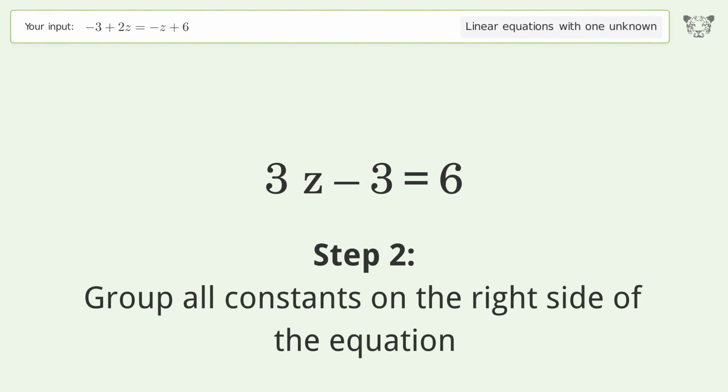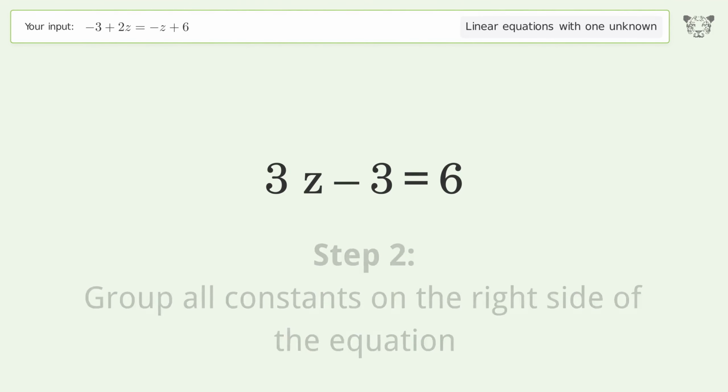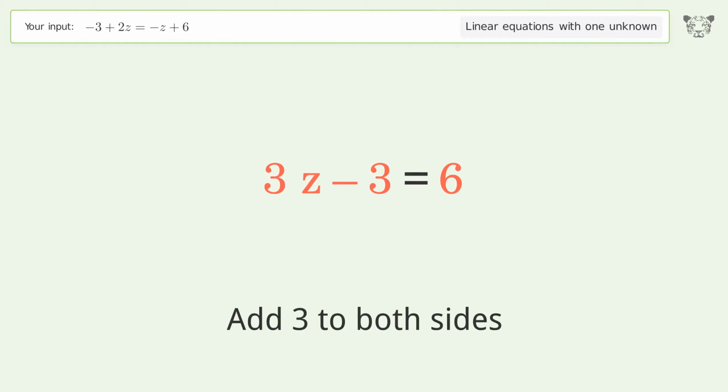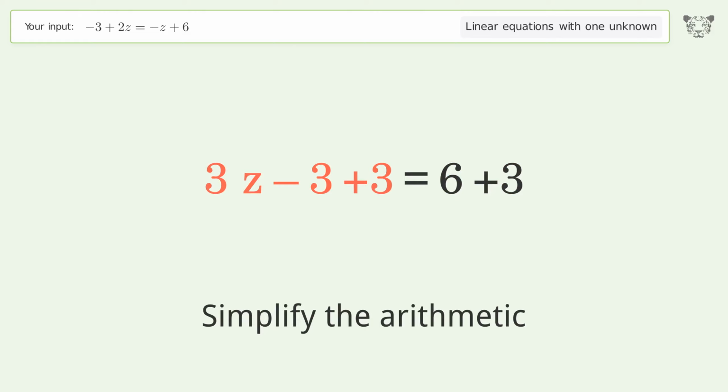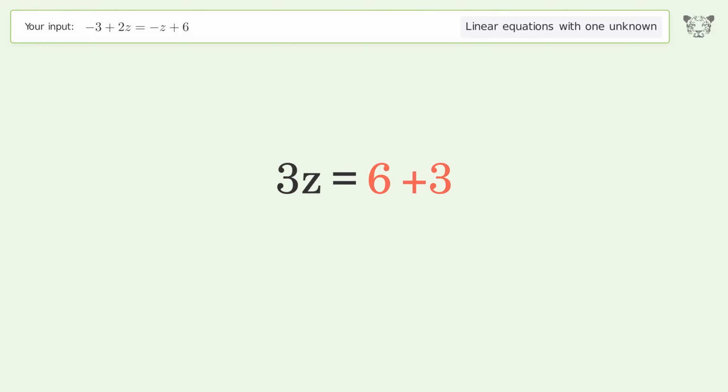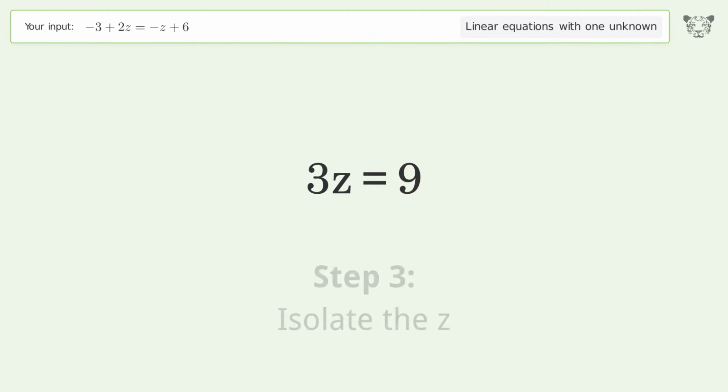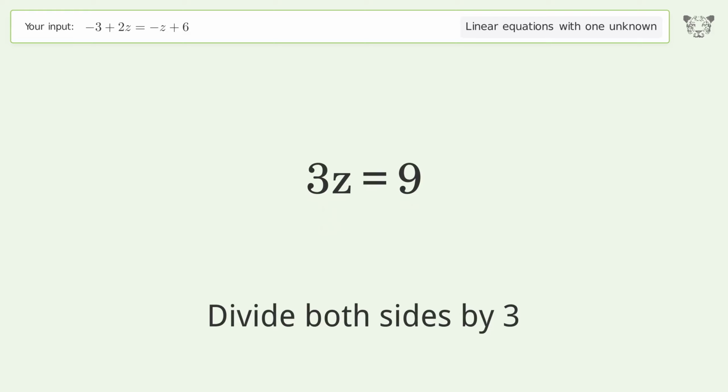Group all constants on the right side of the equation. Add 3 to both sides. Simplify the arithmetic. Isolate the z. Divide both sides by 3.